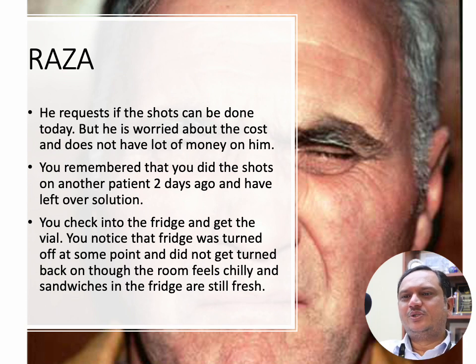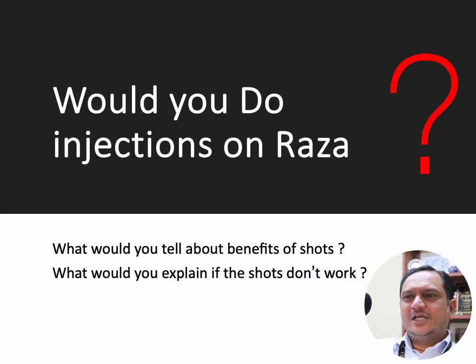You remember that you did the shots on another patient 2 days ago and have some leftover solution from that patient that you just never threw away. You check the fridge and get the vial. You notice that the fridge was turned off at some point and did not get turned back on, though the room feels chilly, it's not very hot, the sandwiches in the fridge are still fresh, so you think the drug is probably still okay, the glass vial feels cold. So, a lot of red flags, right? But the question is, would you do injections on Raza and would you do them today?